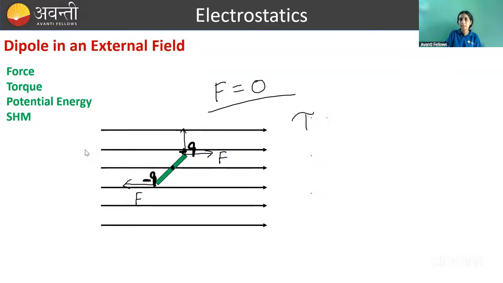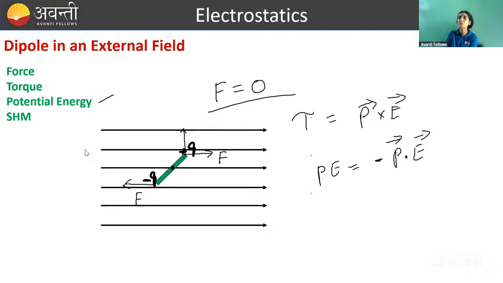What is the formula for torque that we have studied? The formula for torque is p cross E, where p is the dipole moment and E is the electric field. What is the formula of potential energy? The formula of potential energy is minus p dot E. Now this is the SHM part. In SHM we have studied that if a dipole is placed in a uniform electric field and we displace it from its equilibrium position, then it performs SHM. And what will be the omega of that SHM?